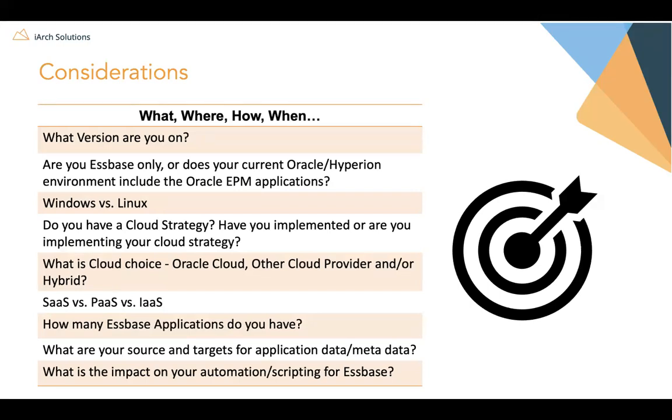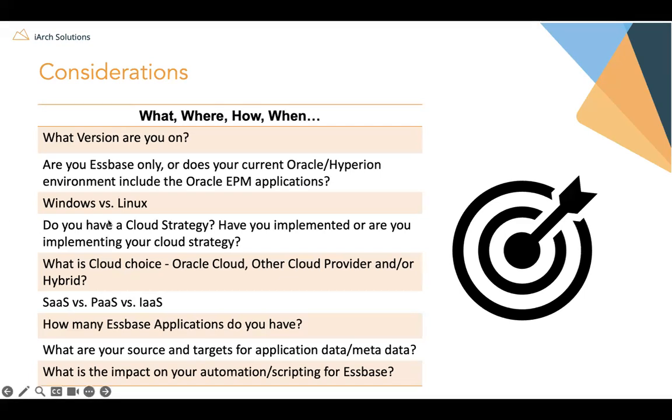So as we mentioned, a lot of people have already started discussing or planning to upgrade to 21C. We'll talk about it in a couple of minutes, what all the various options are. But what we have done is put together a list of considerations to help you get through that process. If you look at the top 3, it's current state: what version are you on today? Are you Essbase only, or are you using Oracle Hyperion EPM applications like planning? And are you Windows or Linux? So a couple of good considerations for where you are today.